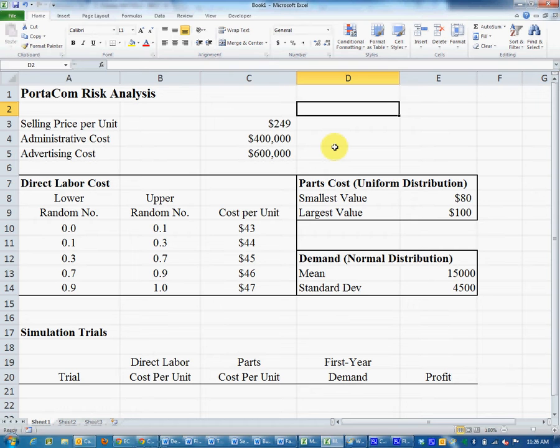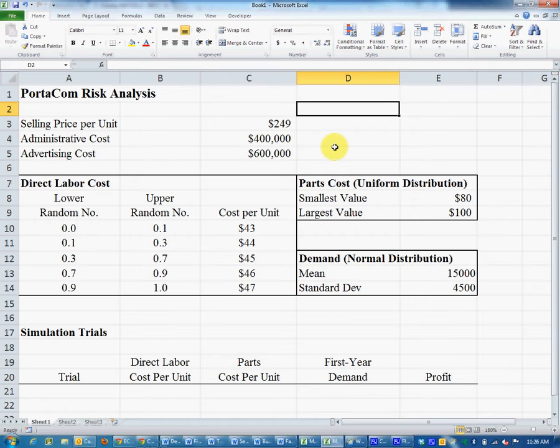Don't let the fact that there's two of them throw you. It's just two fixed costs. Your selling price per unit is what it is. So eventually we're going to multiply that by the number of units to get our revenue.